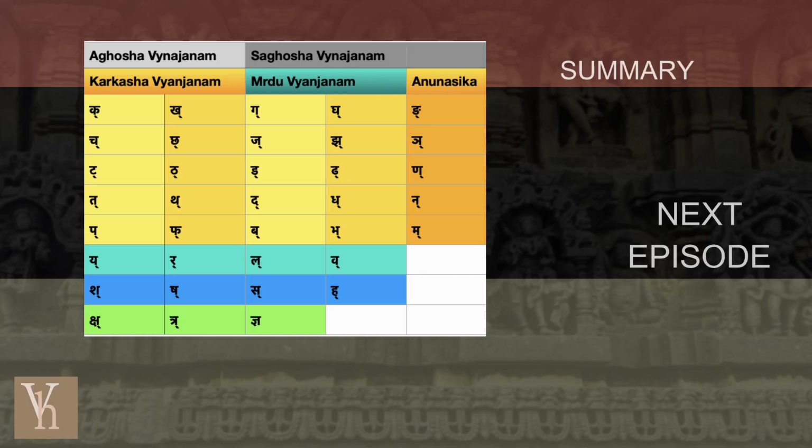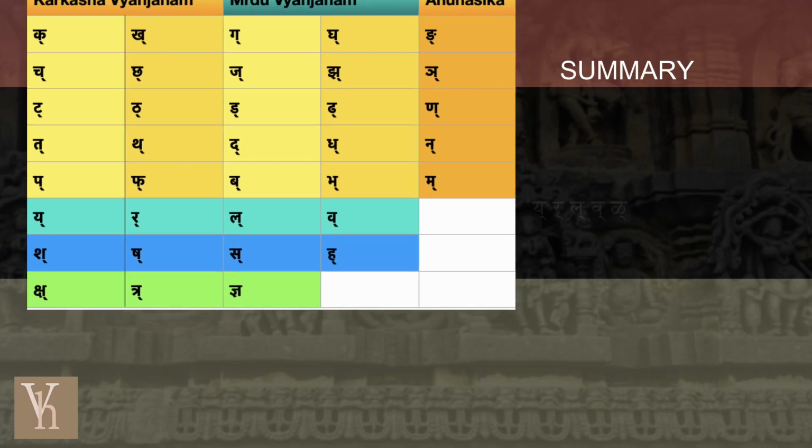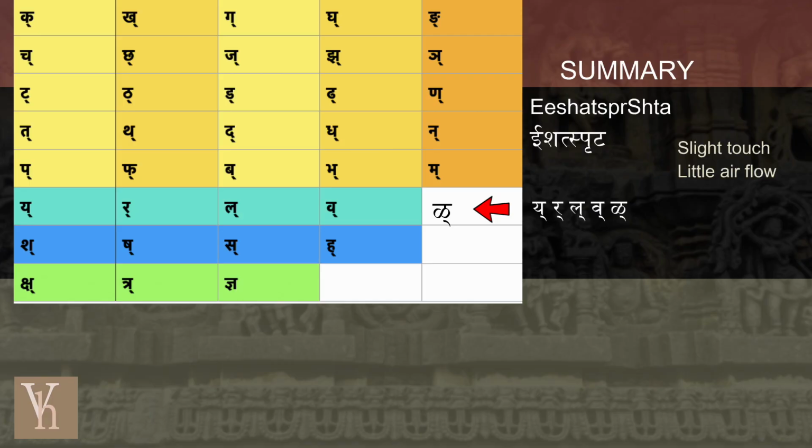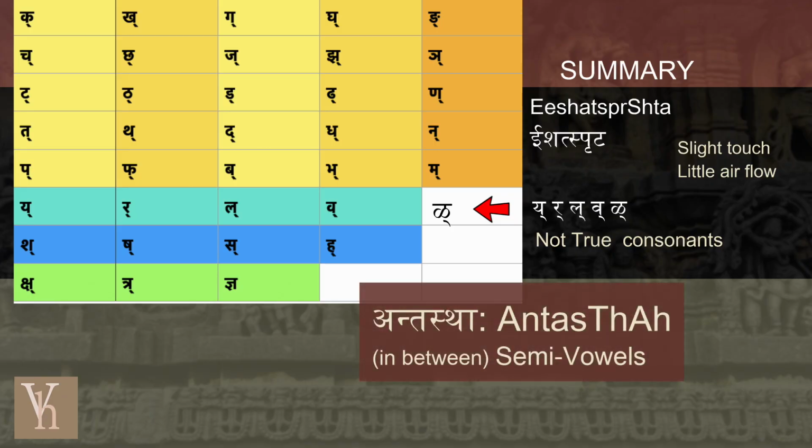Summing up the content so far, the four consonants y, r, l, v are Eeshatsprshtam, since they are produced when parts of the mouth touch slightly and very little air flows through the mouth. They are not true consonants because they are produced by transitioning from specific vowels into the a sound and therefore called AntastAh, positioned in between or semi-vowels.